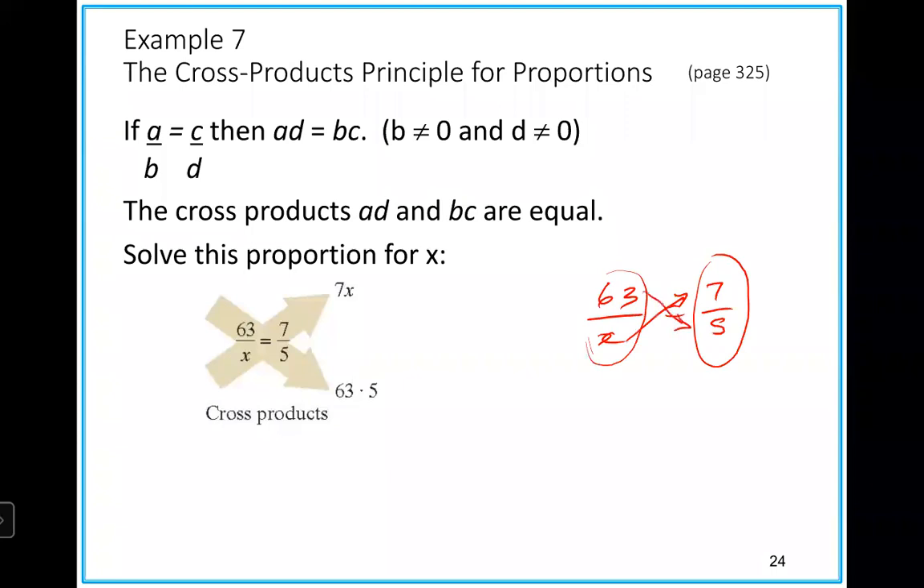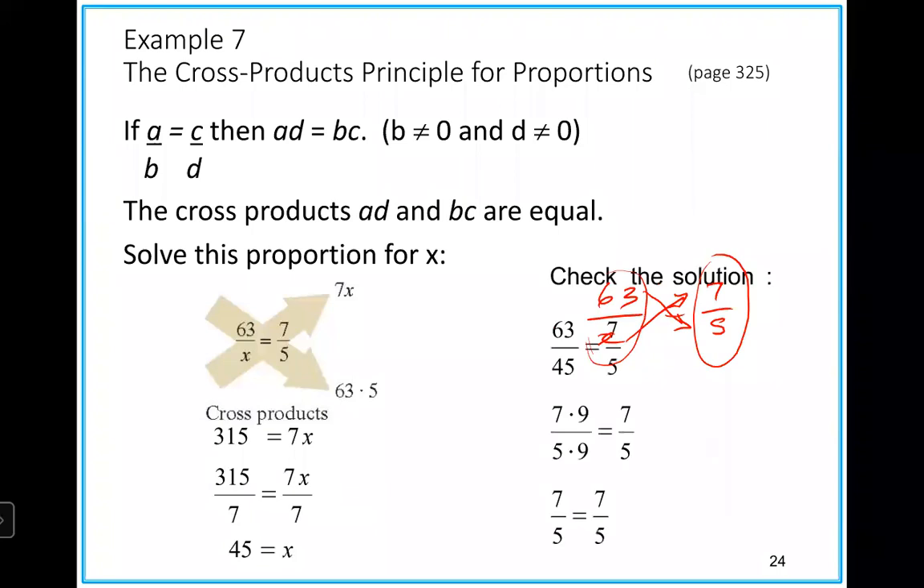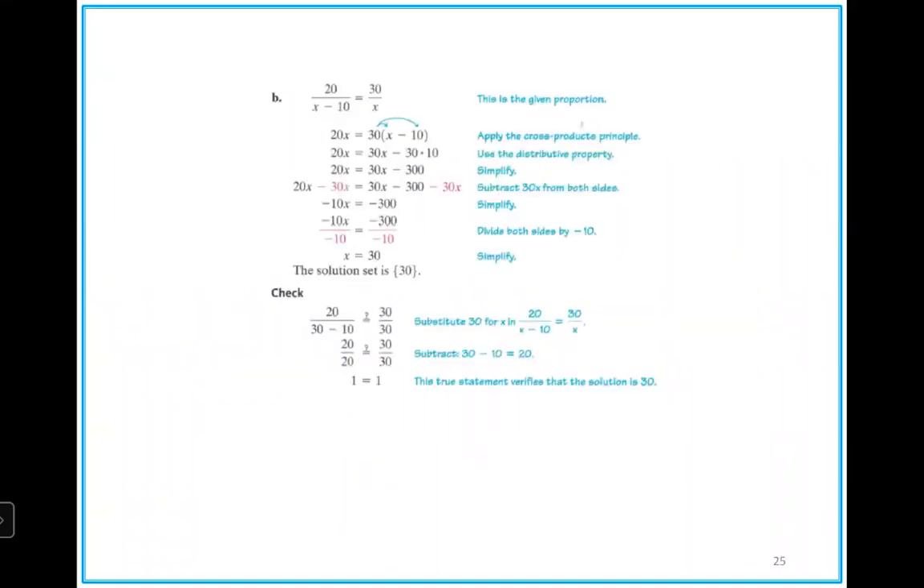So we multiply. In this case, you multiply the 7 and the x to get 7x, and the 63 and the 5. Once you do that, 63 times 5 gives you 315. 7 times x gives you 7x. And once you do the cross products, then you can solve for x. So x would be equal to 315 divided by 7, x equals 45. So this cross product is one approach we can use, and we could always check our answer by substituting the answer into the equation.